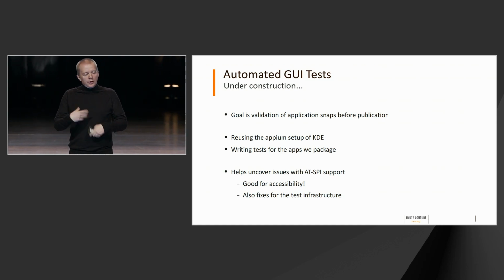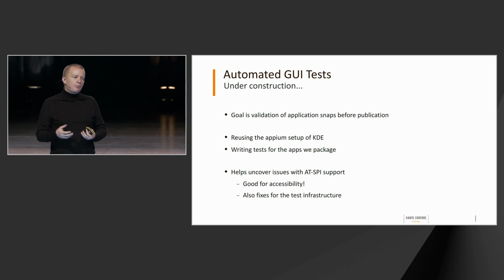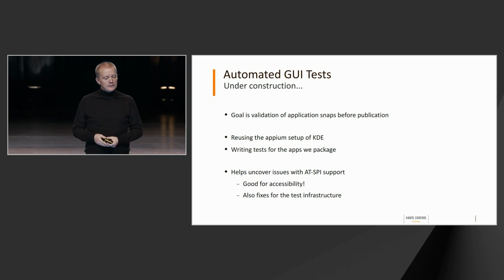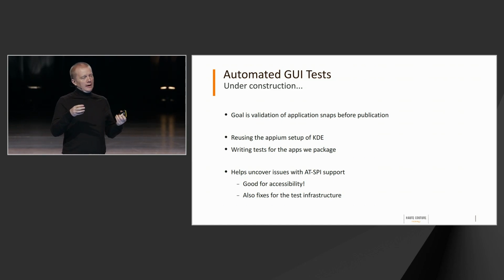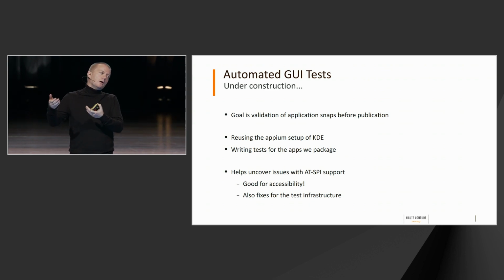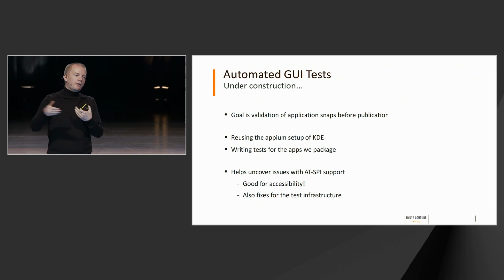For the applications, we're going one step further, in that we want to validate them through GUI tests. That's still under construction because there's a lot of work to do around this. But what we want to get to is when an application changes on the KDE repositories, it will kickstart building the snap, and then the snap is actually validated by GUI tests, right? So we already have GUI tests for some applications.